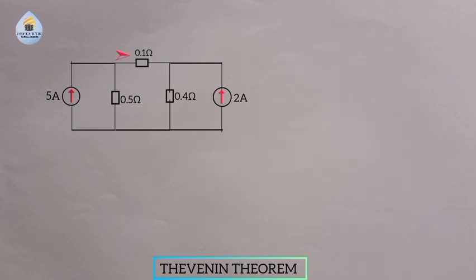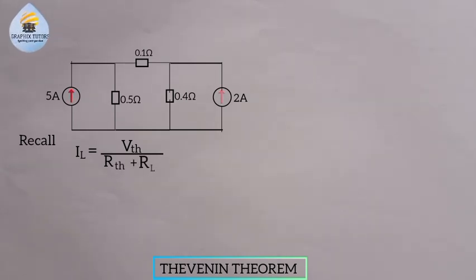The load is the 0.1 ohm resistor, right? One thing you need to recall is that to calculate the current flowing through the load, the resistor in the form of a load, we have I subscript L, that means the current flowing through the load, equals the Thevenin voltage over the Thevenin resistance plus RL, that means the resistance of the resistor that we are considering, which is 0.1.